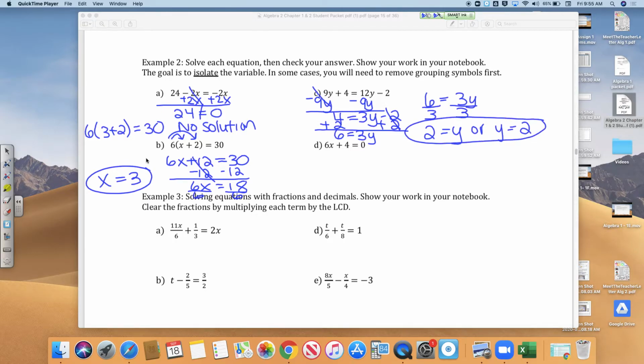And again, we could be taking these answers, replacing them in for the variable to verify that it's true. At this point, I want you to pause the video and try letter D on your own.